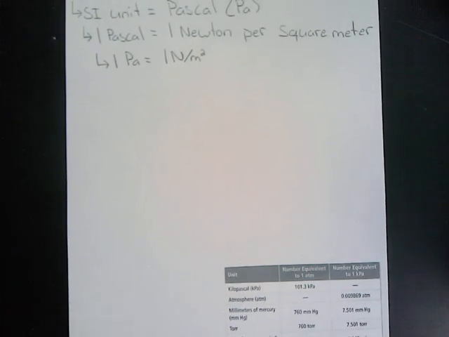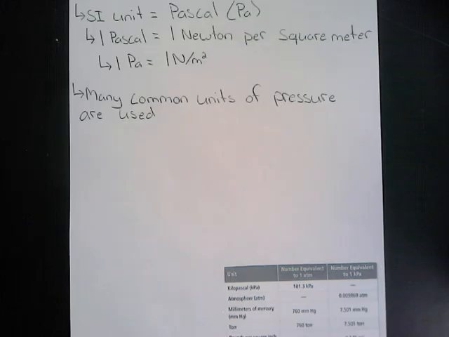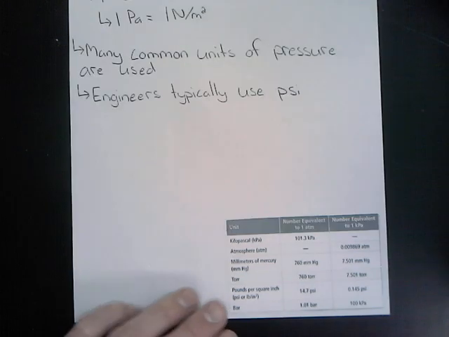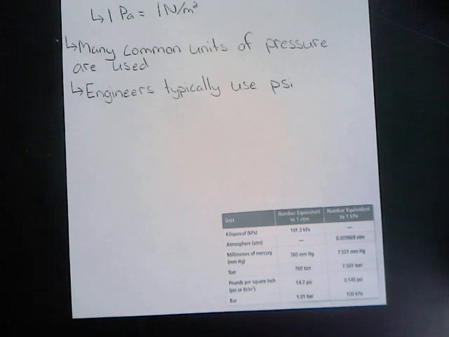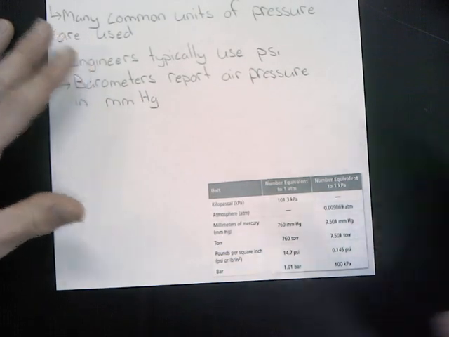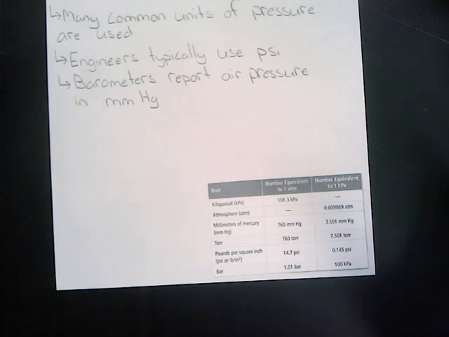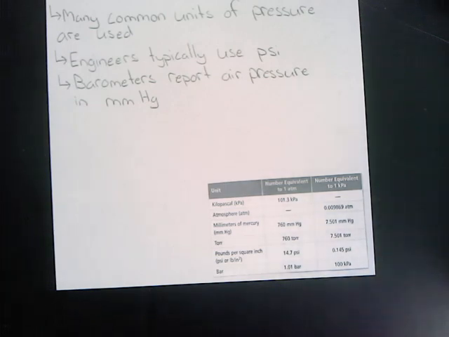Okay, so now we have this chart on your notes, and you can see that there are many more common units used for pressure. For example, engineers typically use PSI, and PSI stands for pounds per square inch. Barometers usually report their measurements in millimeters of mercury. You can see from the chart that there are other typical units that we utilize for pressure.